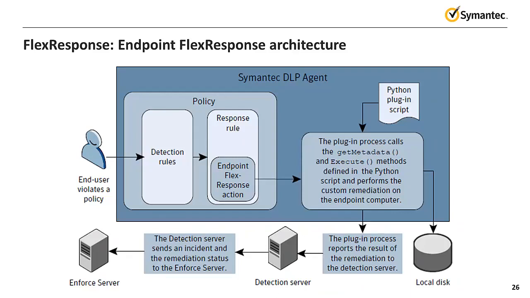This figure shows how the Endpoint FlexResponse architecture, components, and interactions work. After an end user violates a policy, the plugin process calls the appropriate methods defined in the Python script and performs custom remediation on the endpoint computer. Then the plugin process reports the result of the remediation to the detection server, and the detection server sends an incident and remediation status to the Enforce server.